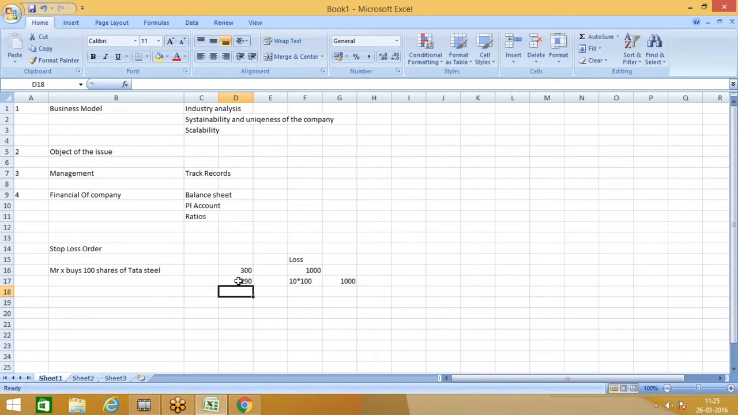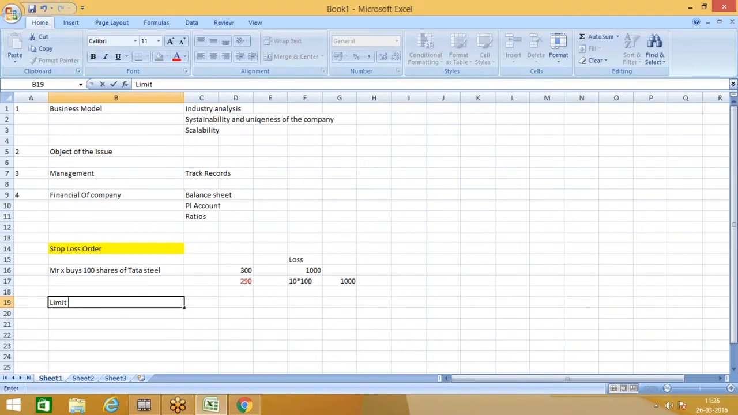So 290 rupees is the level of stop loss which has been decided by Mr. X. So if the price of Tata Steel goes below 290, he will be exiting this particular position. Now, in order to do that, he needs to put on something known as the stop loss order. How does he put that? In a stop loss order, you have basically two fields, one known as the limit price and one known as the trigger price. Okay.